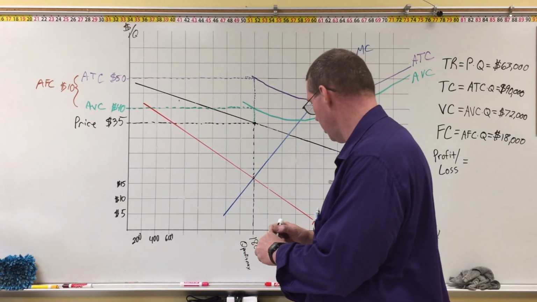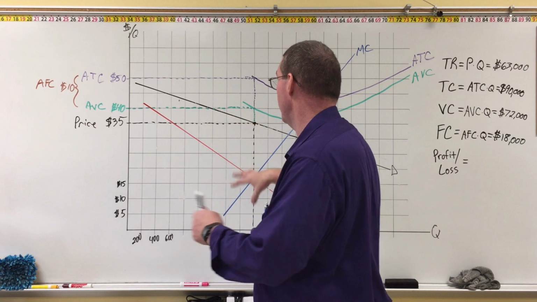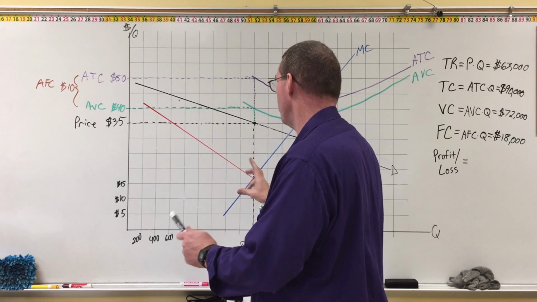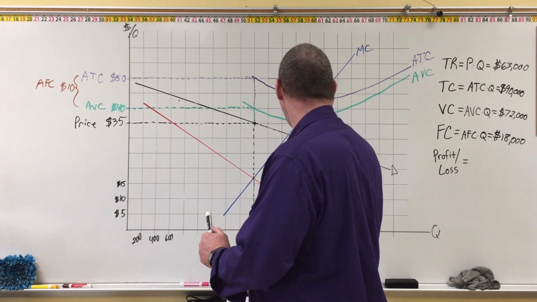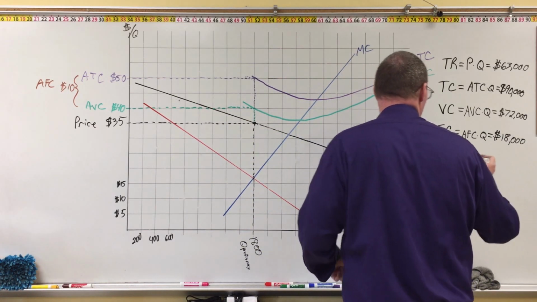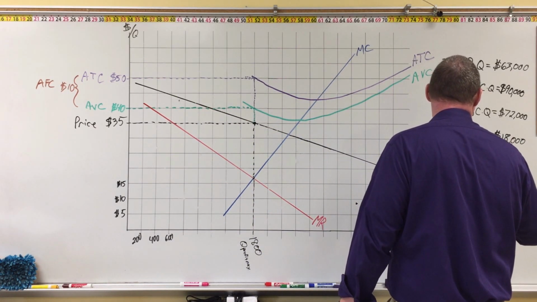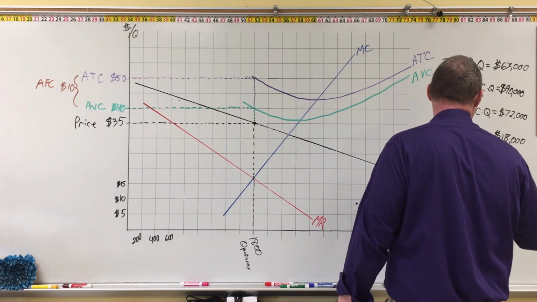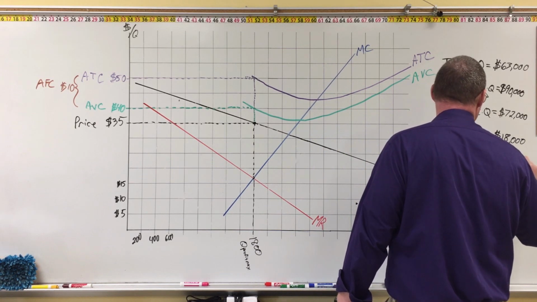And now, here's what I want to do. I want you to see. I'm not going to shade them in this time because it's a little weird. Okay? Now to find the profit and the loss, remember that profit and loss is going to be price minus average total cost times quantity.